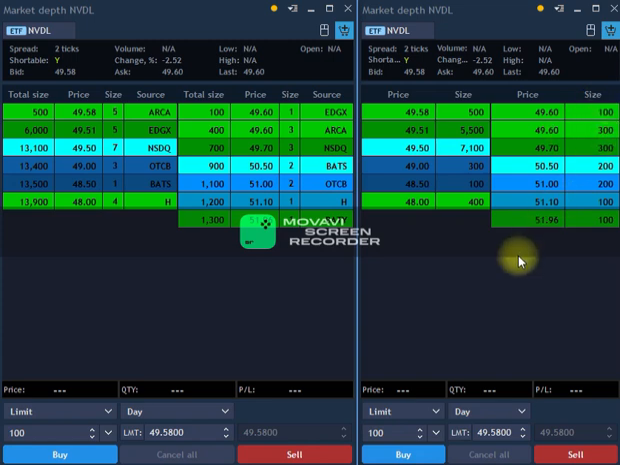Now again, anything that's below what I just discussed, which is the inside bid, which is this piece of data, bid and ask, $49.58 to $49.60, and the relevant quantities, is considered level 2. Now, why is level 2 important?